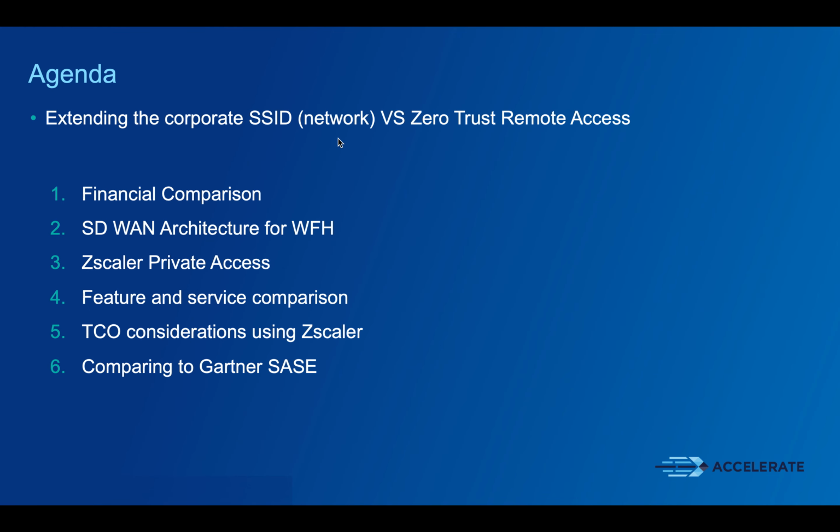Our agenda is to do a financial comparison. We're going to then look at the SD-WAN architecture for work from home, compare it to Zscaler Private Access and include Zscaler Internet Access. We're going to do a feature and service comparison, and then we're going to talk about some of the TCO considerations when changing your infrastructure to a Zscaler-centric type of environment, as well as comparing the outcomes of this investigation to what Gartner advocate in their Secure Access Service Edge framework.